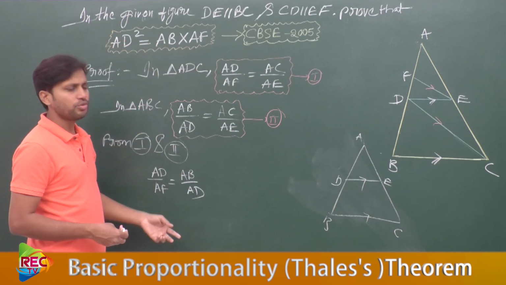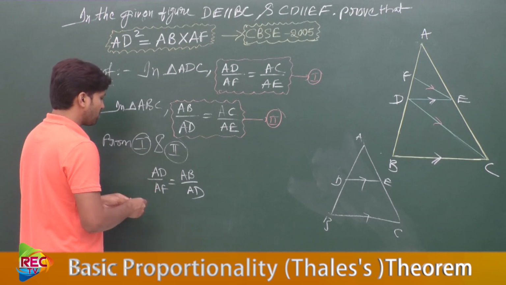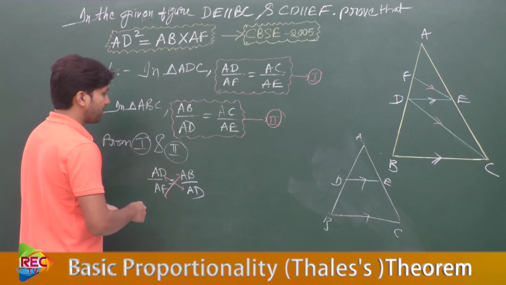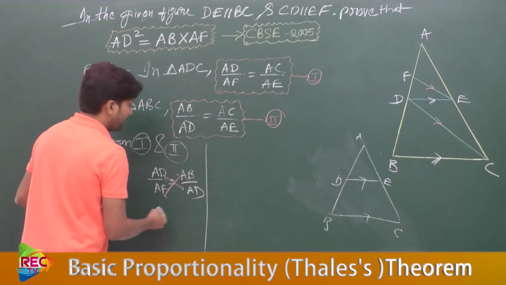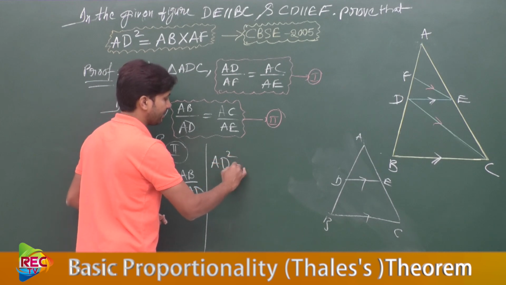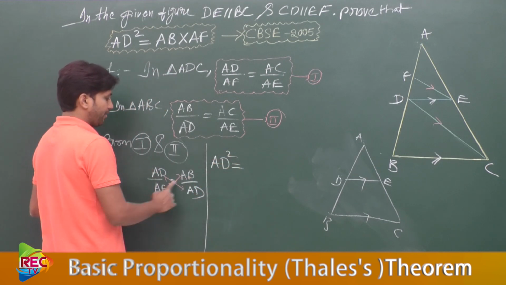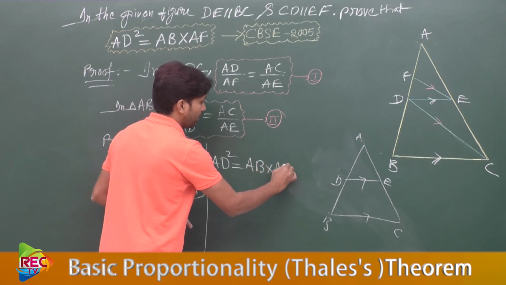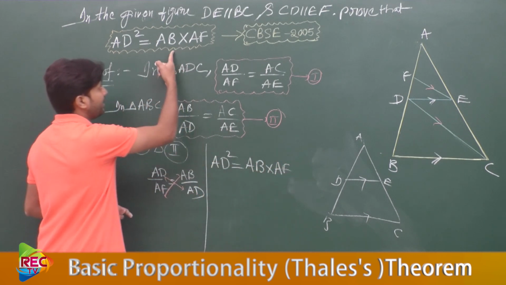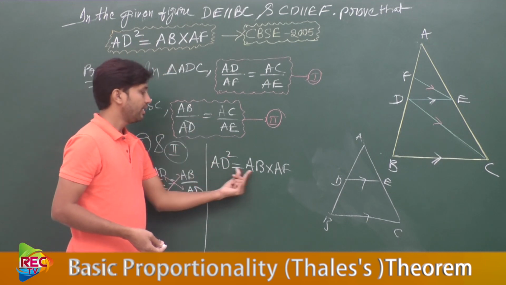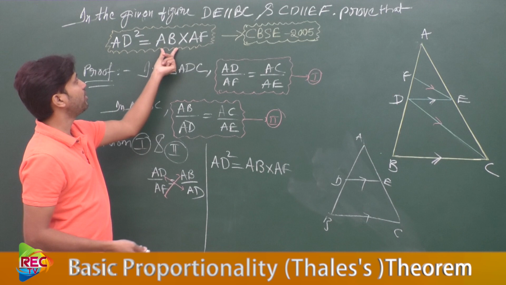So what can you do? You do the cross multiplication for the given expression. So what can you get here? Just tell me. Here AD into AD, that would be your AD square or not? Exactly. Now AB into AF. Did we obtain our required condition or not? This is AD square, which is equal to AB into AF. AD square equal to AB into AF.